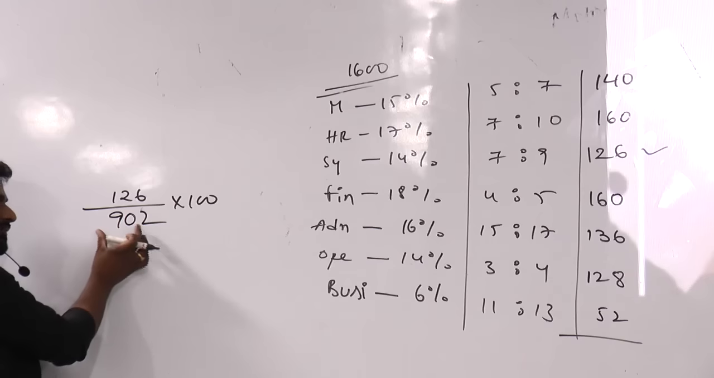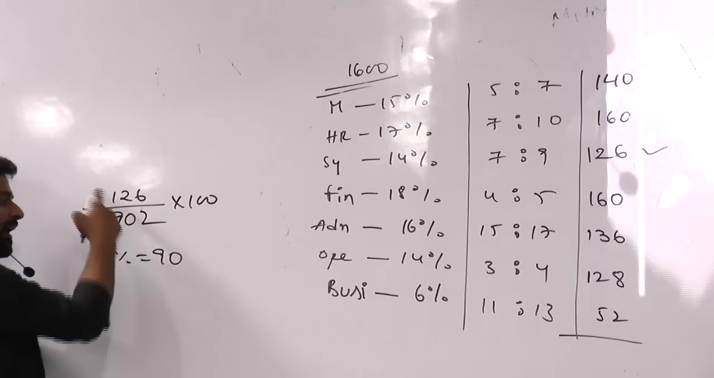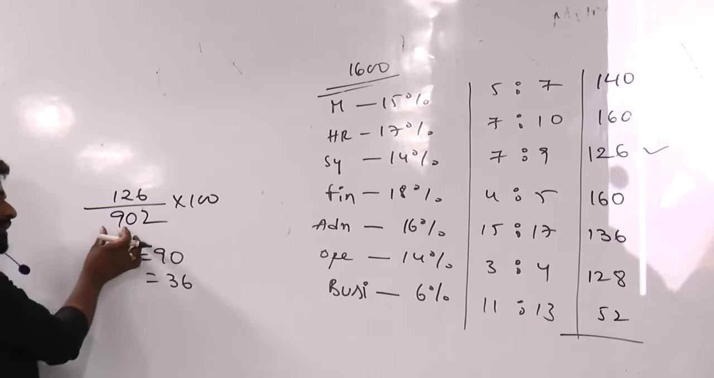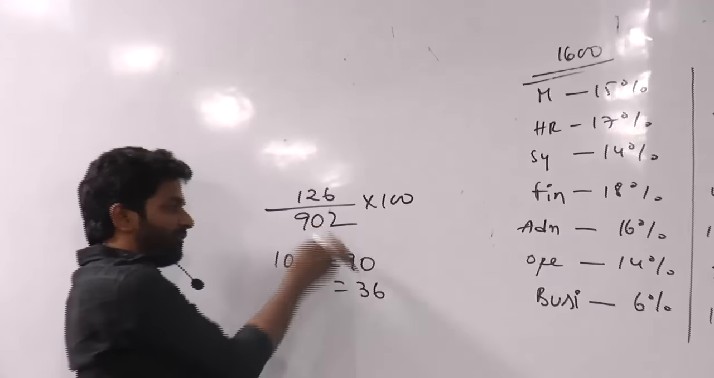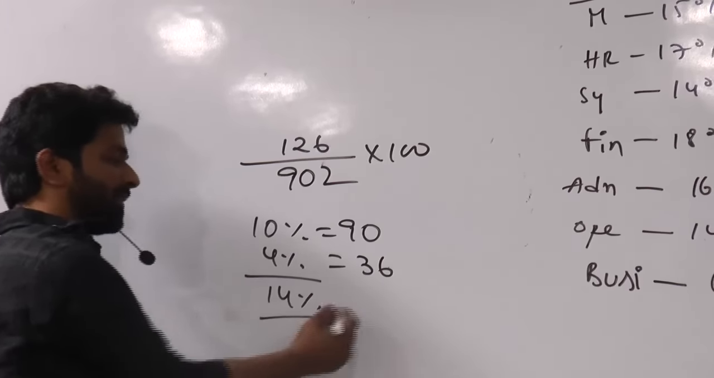What about 10% of this number? 10% is 90, and again you need to add 36. What is 1%? 9. This is 9 four times, right? So that will be 4%. Approximately 14%.